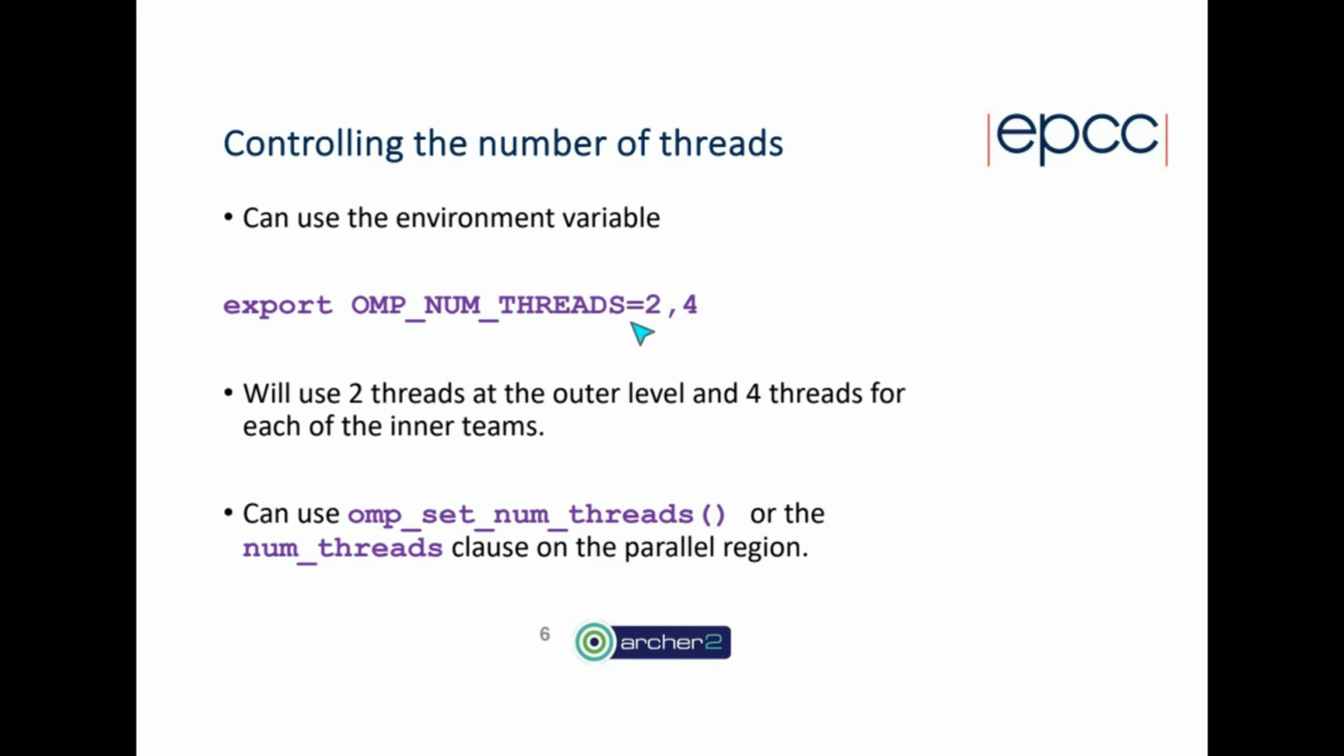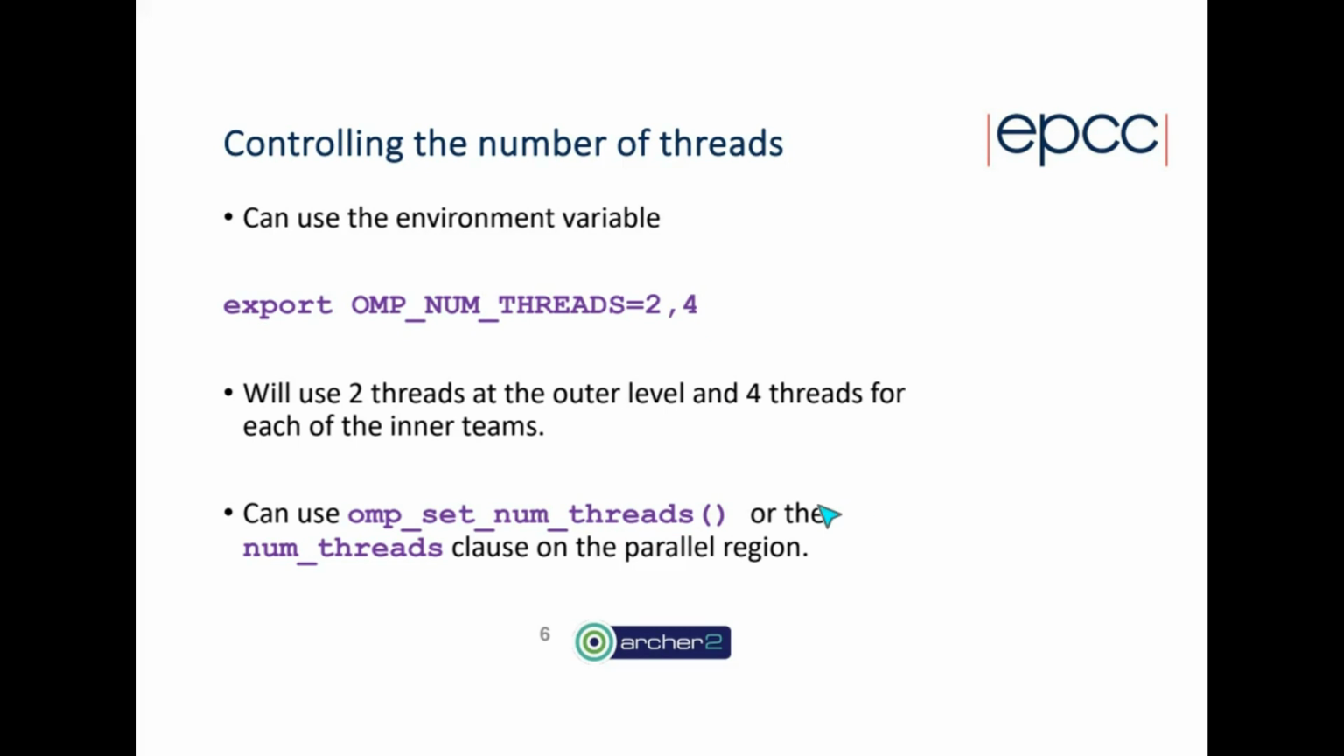So it counts from the outer. This is the outer level. This is the first nested level, and then you can have more values for subsequent lower nested levels as well. So that's okay, provided you want to set it externally to the program, and that you want the same number of threads at all the inner levels, which is probably the common case. But you can have more control if you want to.